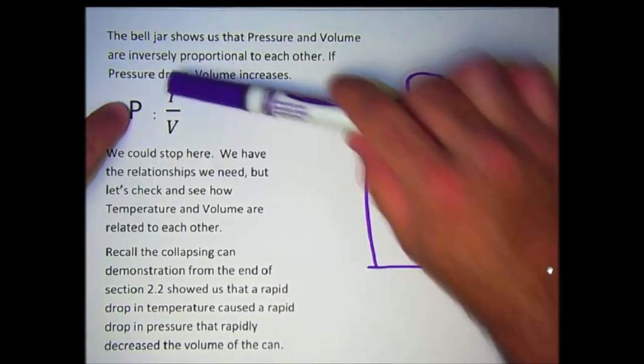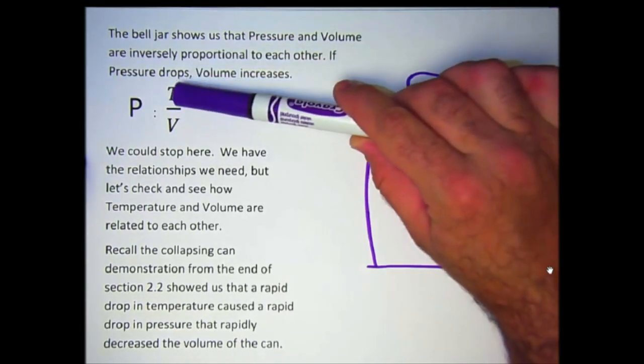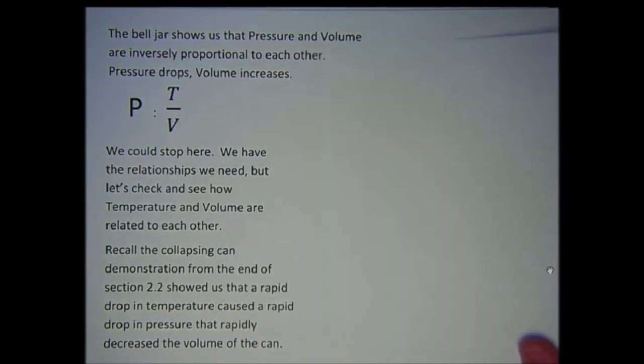We could stop right now, but we haven't checked to see how temperature and volume are related. We know how pressure and temperature and pressure and volume are related. Let's see if we can figure out how temperature and volume tie into each other. All we got to do is remember the collapsing can. There was a demonstration we did at the end of section 2.2 where we took a really hot aluminum can and dipped it into some ice water.